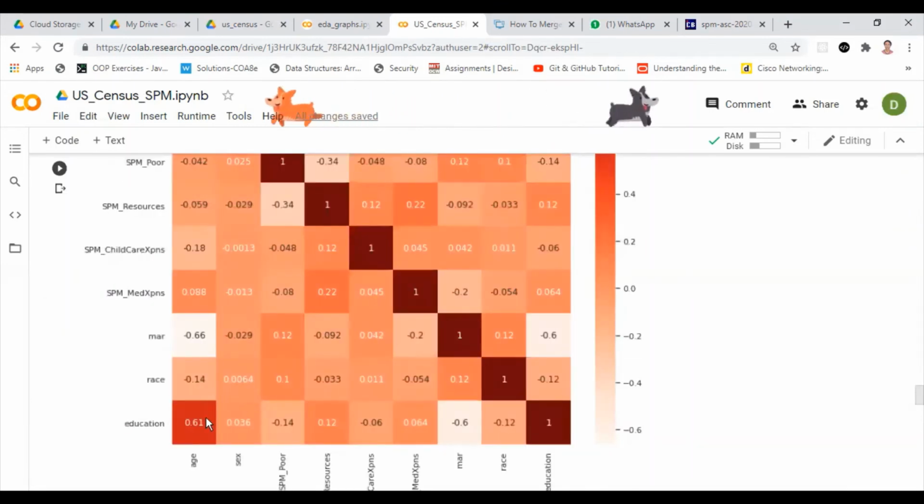Since individuals start earning more money with experience. And it can also be seen that there's a significant positive correlation between marital status and poverty level.